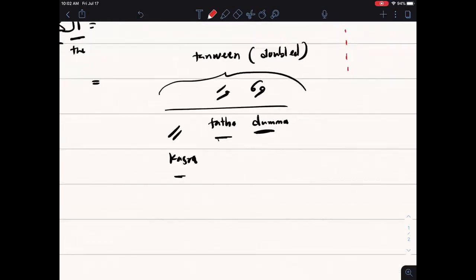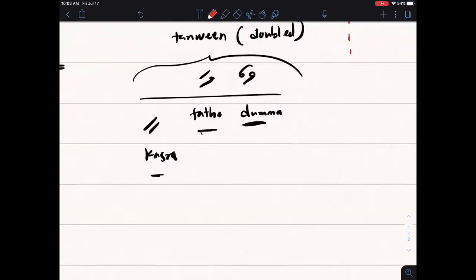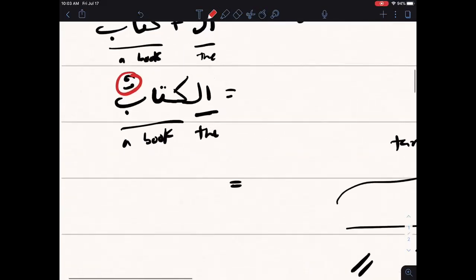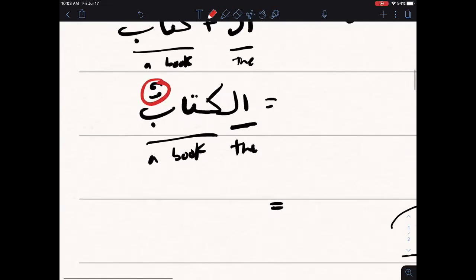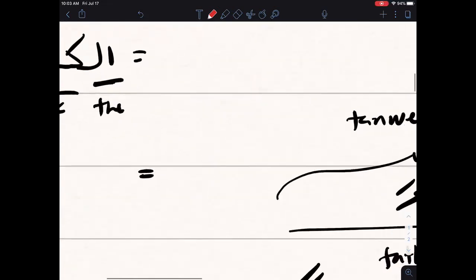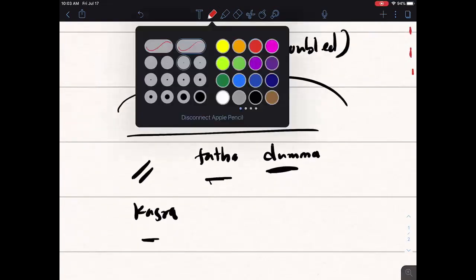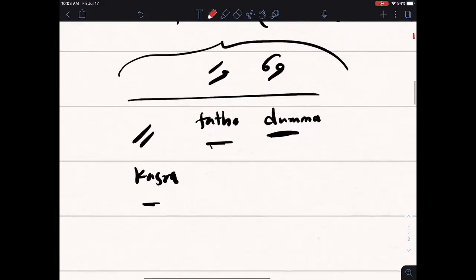But the concept is that whether you say dammatani or fatatani or kasratani, we're still talking about dhamma. The word dhamma remains. I just want you to think that whether you have a tanween or not, it doesn't change the fact that it is still a dhamma, and that will be very important. Okay, so the only thing we want to say is, good, I understand, just remove the tanween. Now we have to understand a little bit what I mean by removing the tanween. That's what I mean: it doesn't change the fact that it is dhamma.